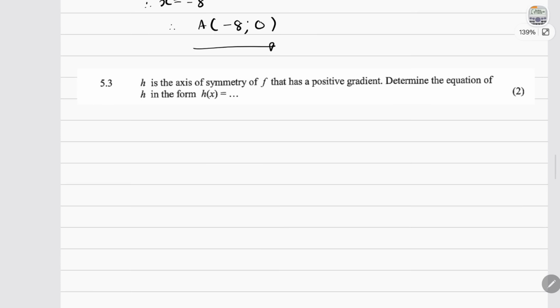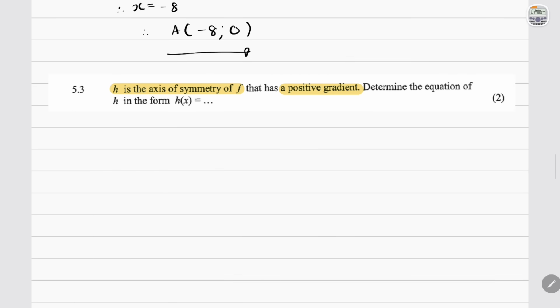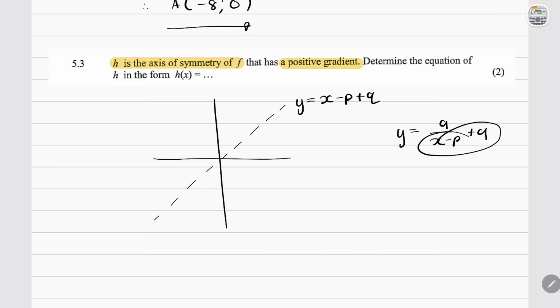Next, question 5.3 says, h is the axis of symmetry of f that has a positive gradient. Determine the equation of h in the form h of x is equal to. Remember that for a hyperbola, there are two axes of symmetry you can have. You can have this one where the equation is y equals x minus p plus q, if you remember the general form of your hyperbola. And then there's the one with the negative gradient. But right now we're focused on this one where the gradient is positive.